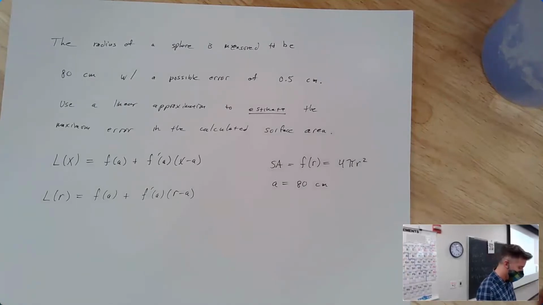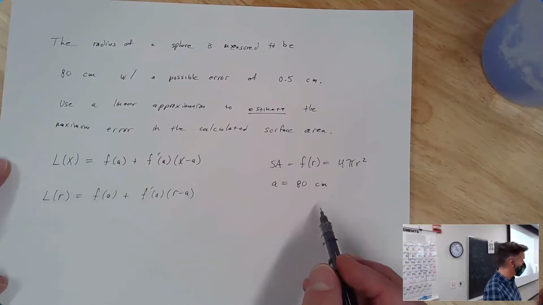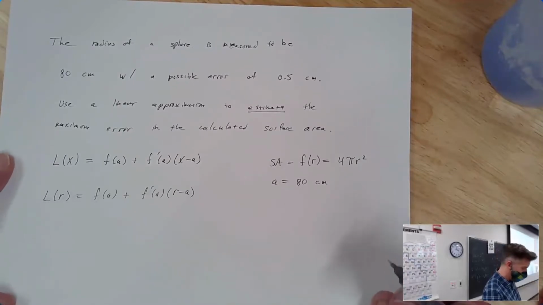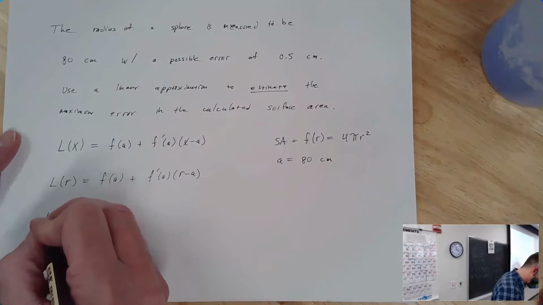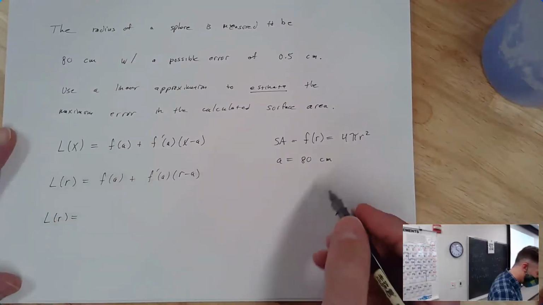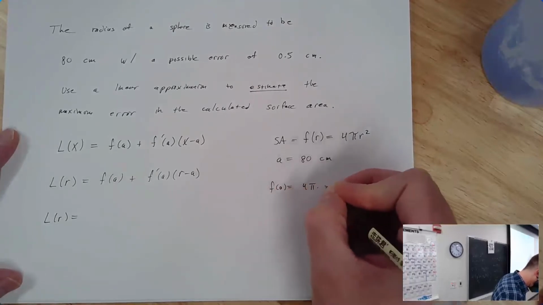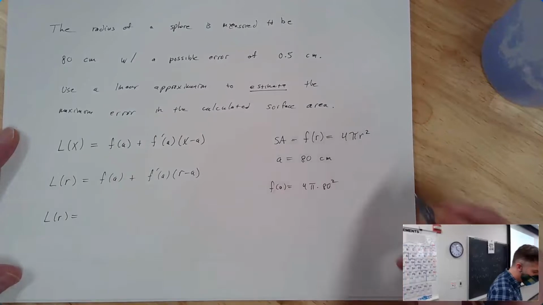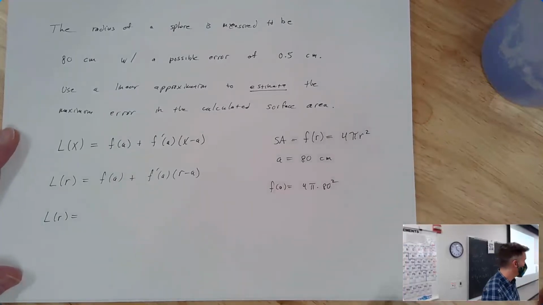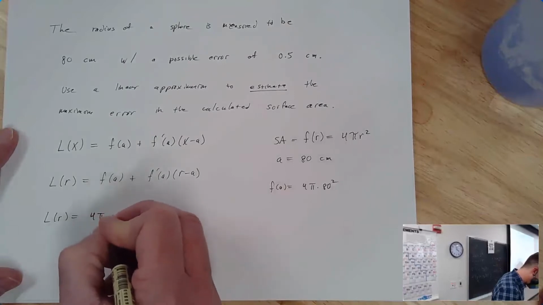All right. So if we were going to use the linearization to approximate the surface area, here's what we would get. Our linearization at r would be f of a. Oh, I need to actually plug things in here. So f of a would be 4 times pi times 80 squared. I should have picked a nicer number. Oh, well, let's just write it as that.